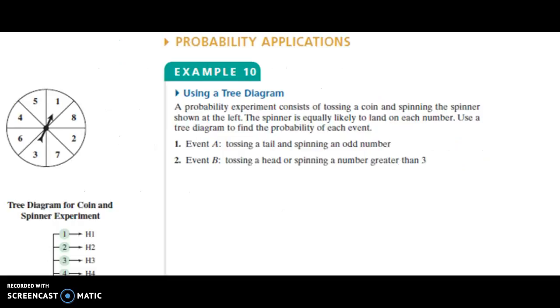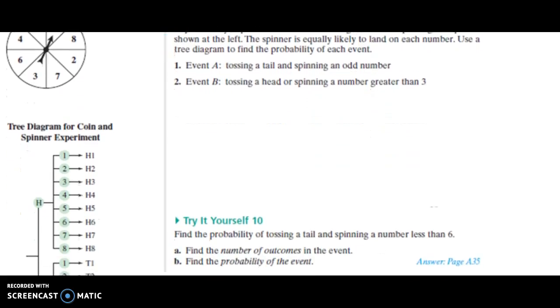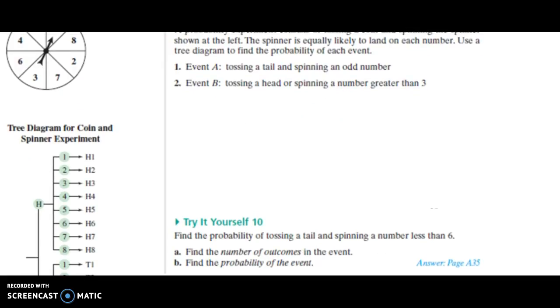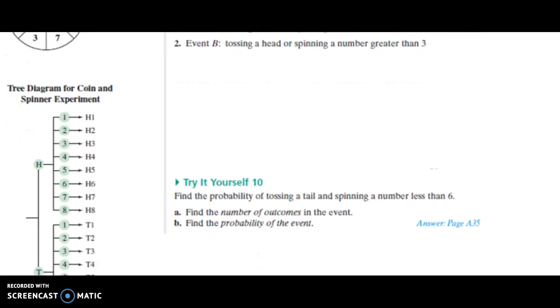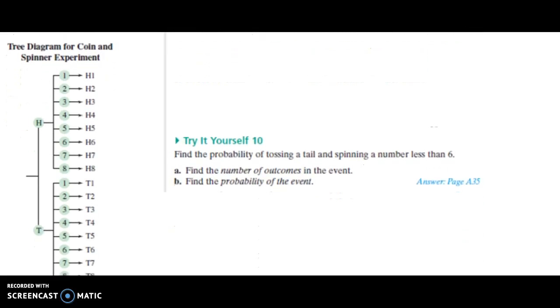The last one, using a tree diagram. The probability experiment consists of tossing a coin and spinning the spinner shown at the left. The spinner is equally likely to land on each number. Use a tree diagram to find the probability of each event. So tossing a tail and spinning an odd number. What I can do is create a tree diagram. And the nice thing is they've kind of already created one for us right here.